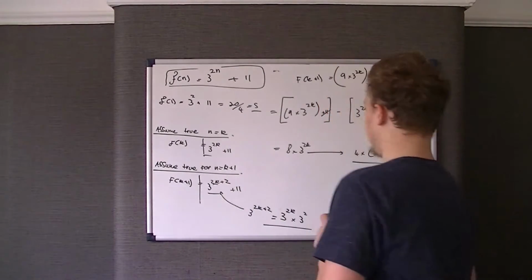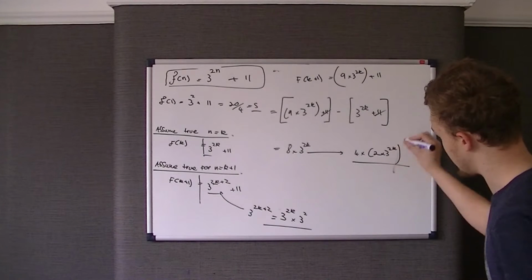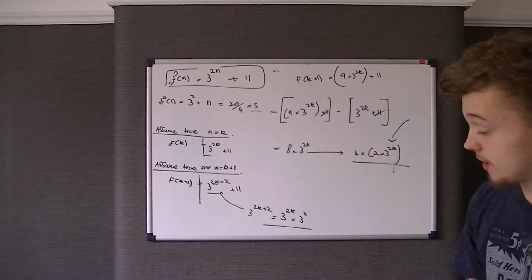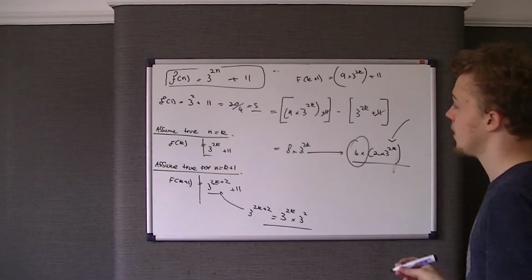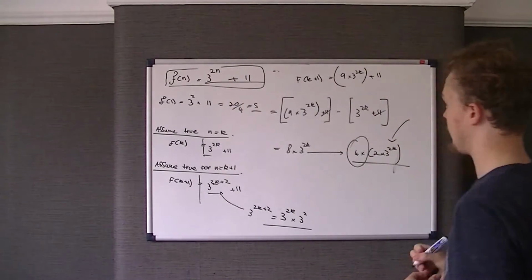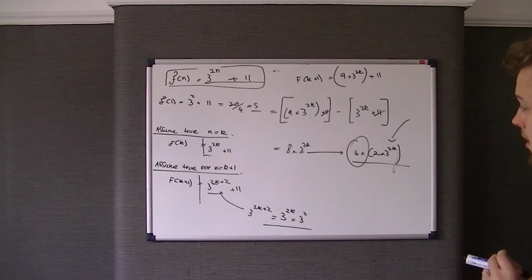So therefore, that is your proof. It doesn't matter what k is in terms of this 3 to the 2k, all we know is that it's divisible by 4, okay? And that's proof that this equation is divisible by 4, okay?